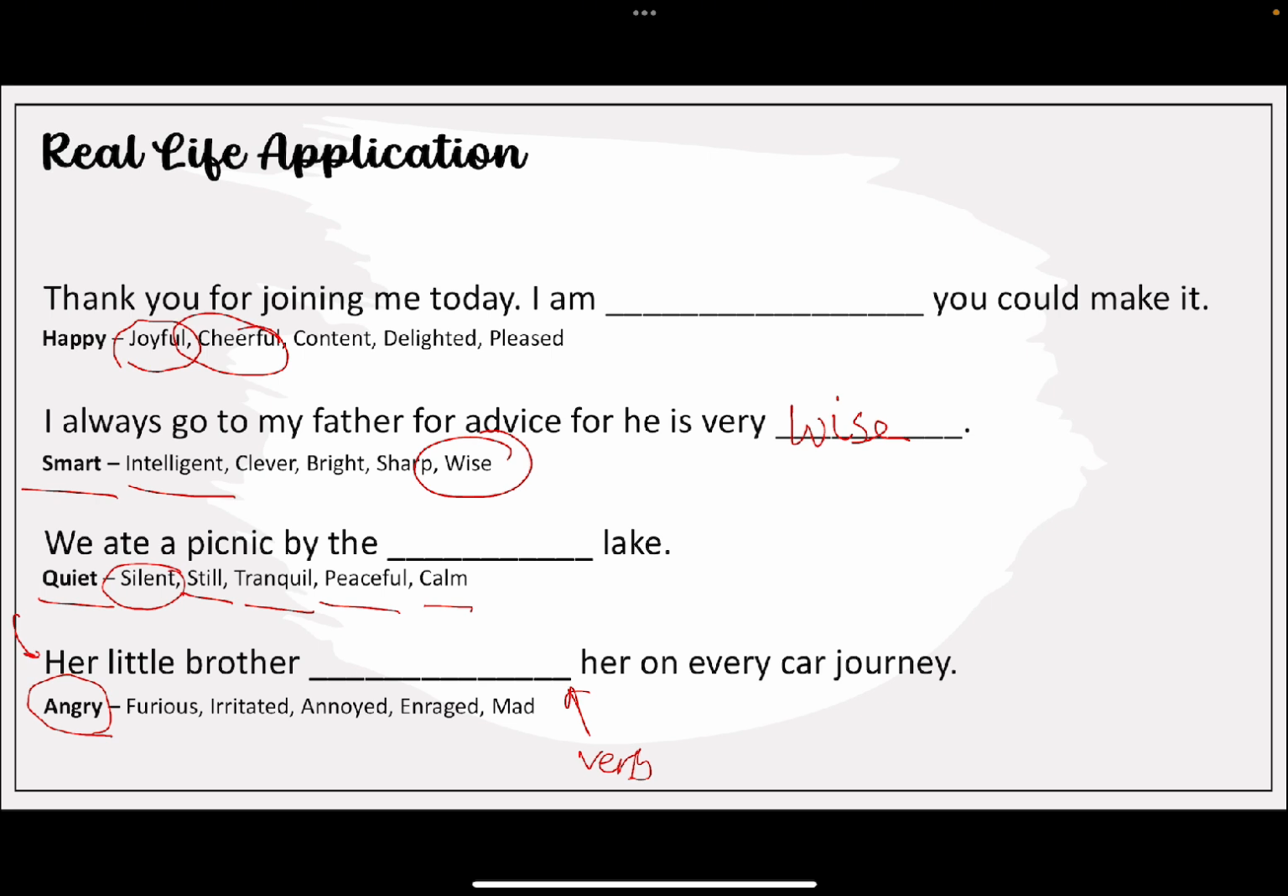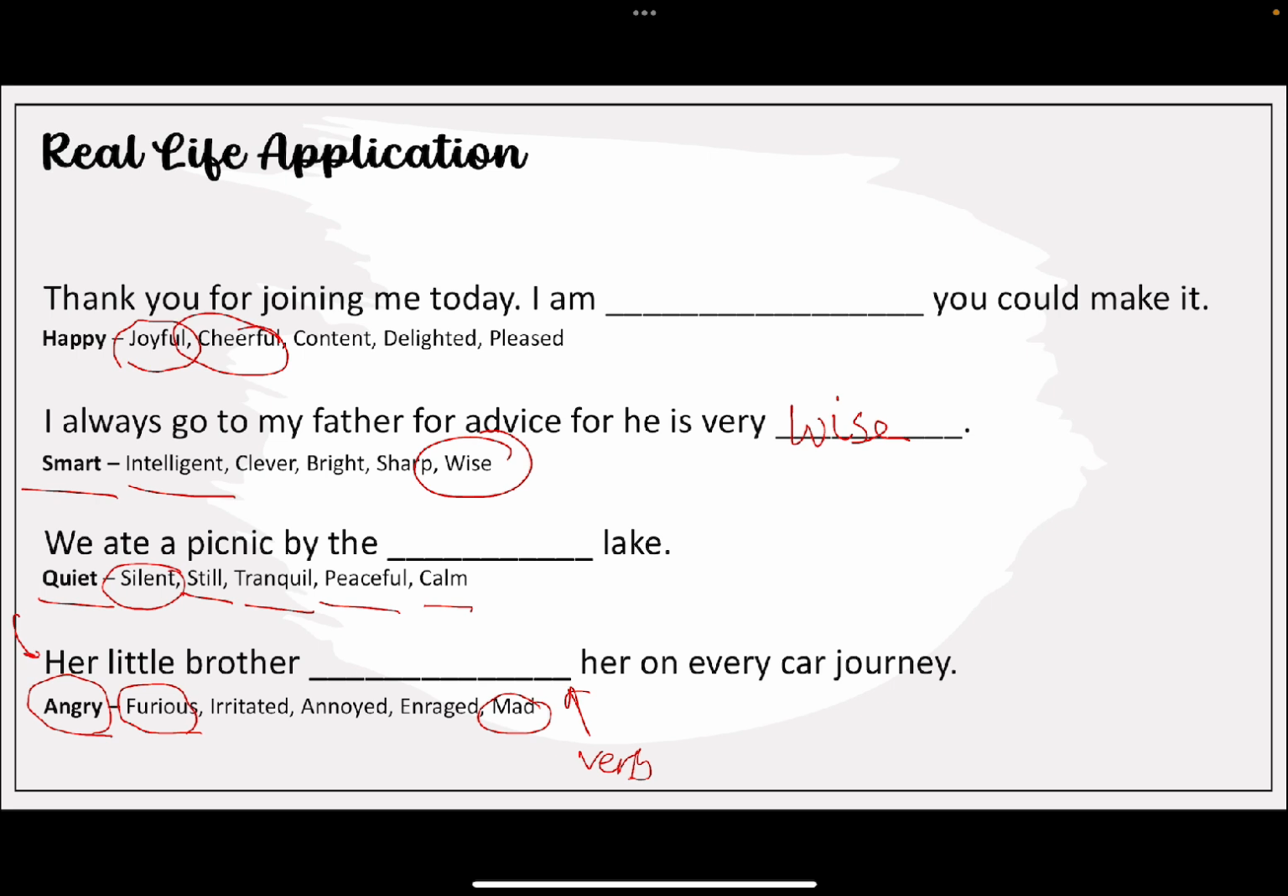That's absolutely fine. We might say he irritated her, he annoyed her, he enraged her. But you couldn't say he furioused her, because that isn't a word. Or he madded her, because that isn't a word either. Mad is a word and furious is a word, but we're not converting them to verbs for this example. You could say he irritated her. That fits appropriately here because a little brother might irritate his sibling or annoy her.